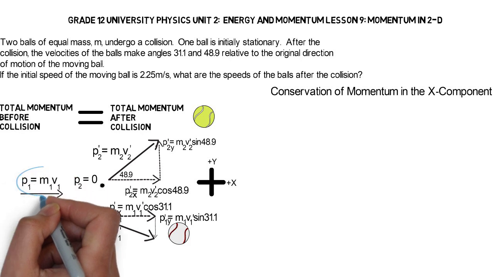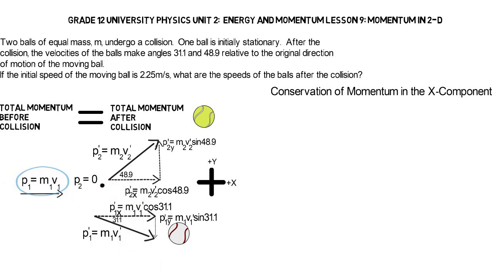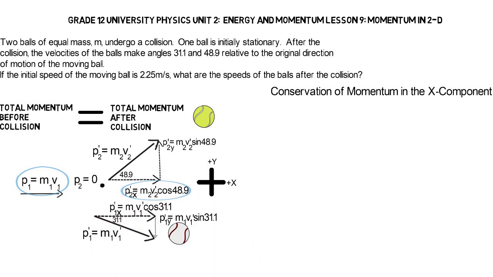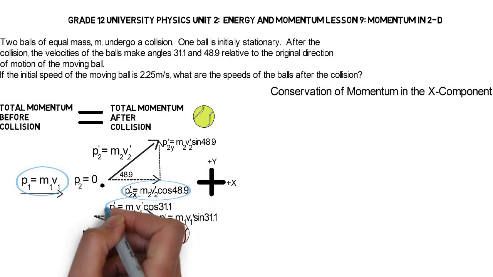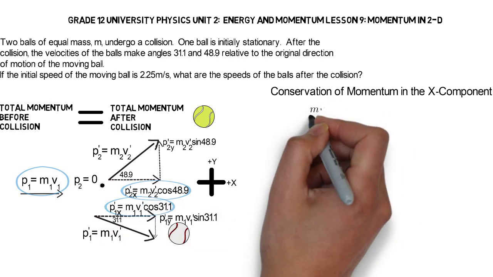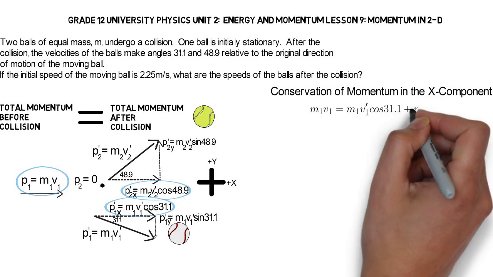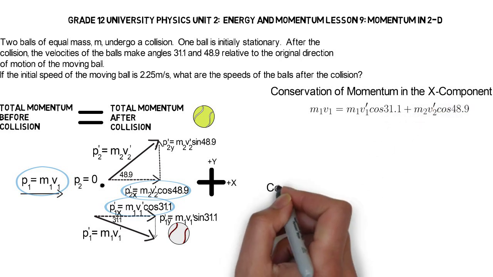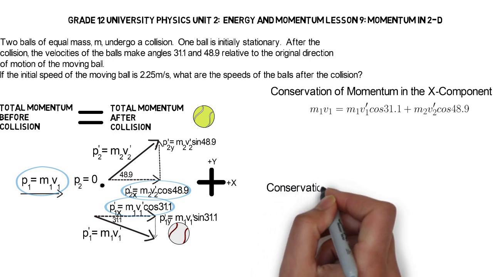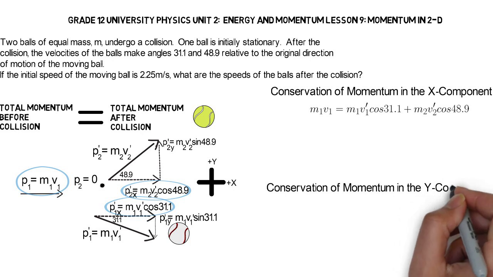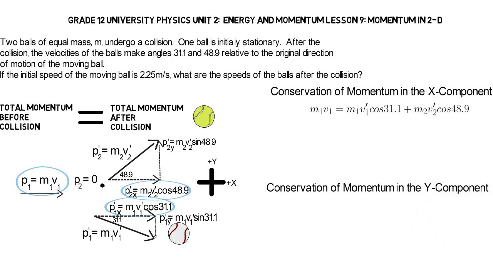Here we have three vectors pointing in the x direction, all in the positive x direction. Before the collision, we just have the momentum of our first ball. After the collision, we have the momenta of both balls, or a component of their momentum, moving in the positive direction. So we'll take the sum of those. Now let's stop there, because that's one equation with two unknowns. And let's look at the conservation of momentum in the y component.